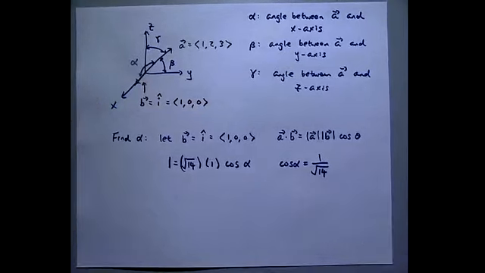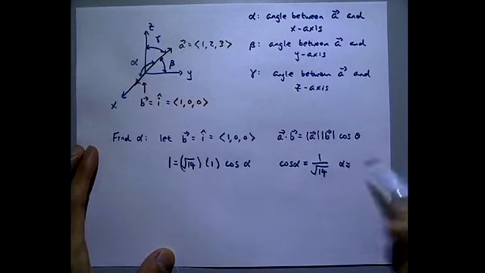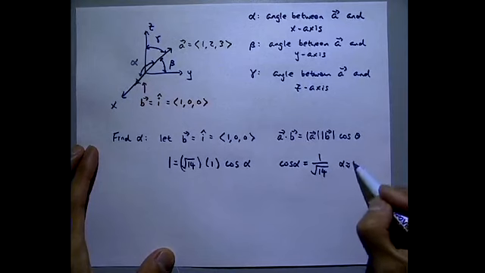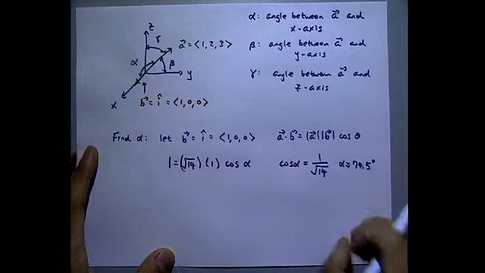So cosine of alpha is 1 over radical 14. And with a calculator, this turns out to be about 74.5 degrees.